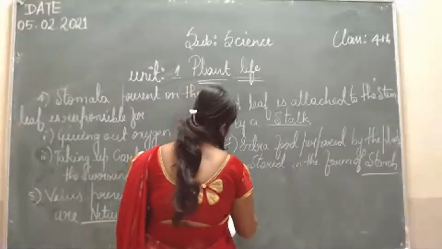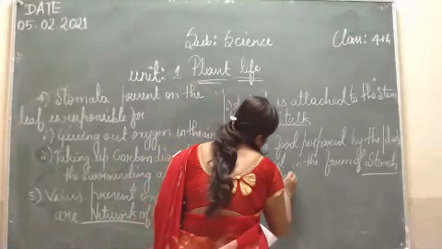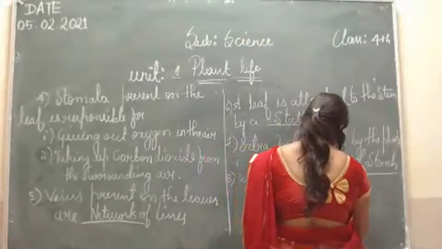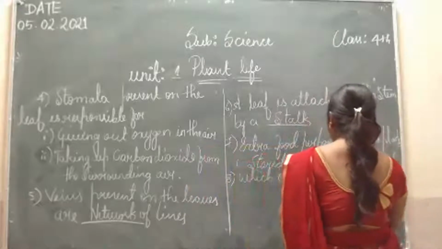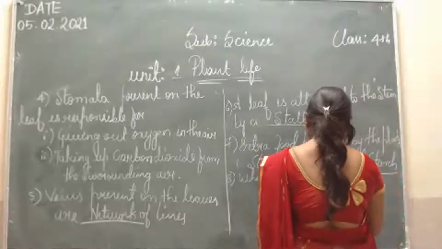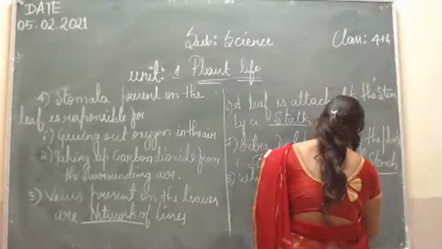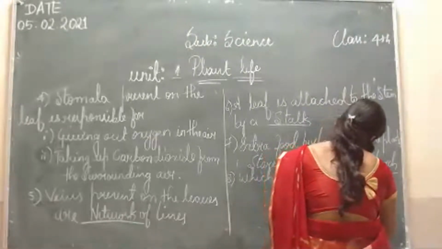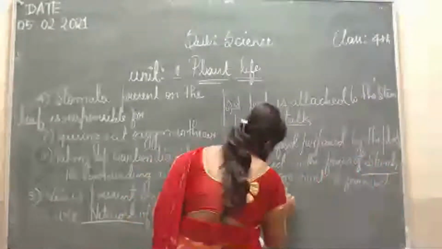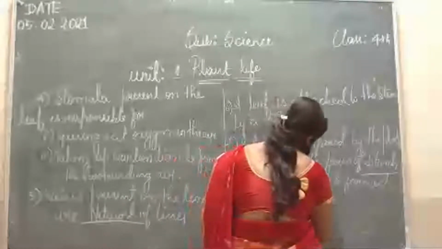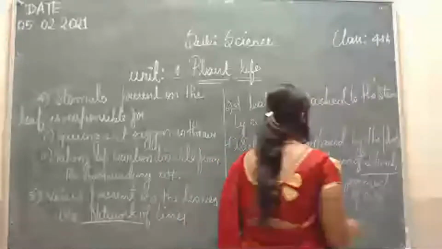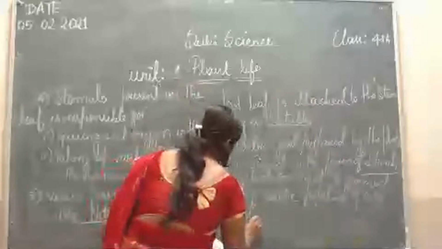Eighth question. Which part is formed by a double pipe line of cells? Okay, it is called the main vein.